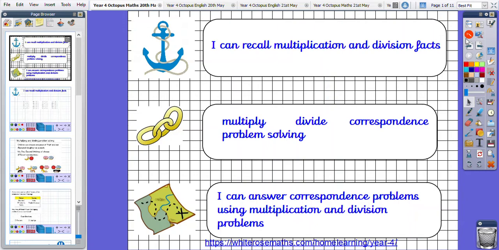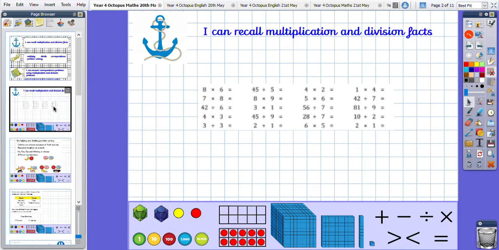Good morning, Octopus. Our maths learning today, we are looking at correspondence. So that's using our knowledge of multiplication and division into problems to do with ratio. Okay, so our anchor task today, a quick recall of multiplication and division facts. Have a go at these questions in front of you and time yourself, see how long it takes you.